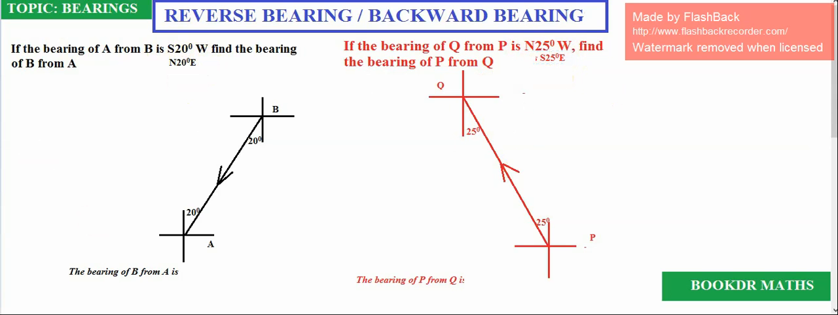So if it is an objective question, you don't need to draw diagrams. For example, if I have south 80 degrees west, then automatically its reverse form, you just change the south to north, the angle maintains, and then the west becomes east. It's very simple.